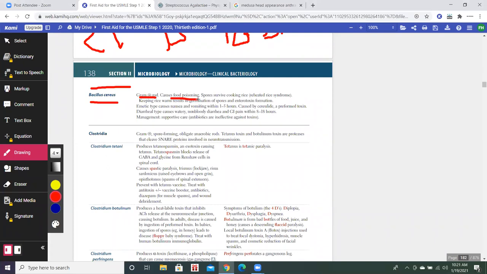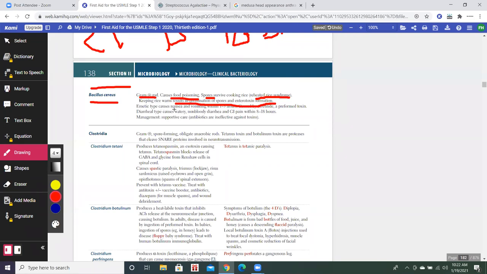It will cause food poisoning. And like Bacillus anthracis, this Bacillus is also spore-forming, and the spores survive in cooked rice. So when you have fried rice, for example, the one which we take home from Chinese fast foods, and we keep it in the fridge and then reheat it, there's a possibility that it can cause reheated rice syndrome. That is, by ingestion of the preformed spores of Bacillus cereus, they can cause the disease. Keeping the rice warm results in germination of the spores and enterotoxin formation.